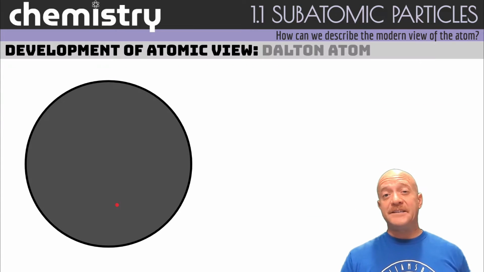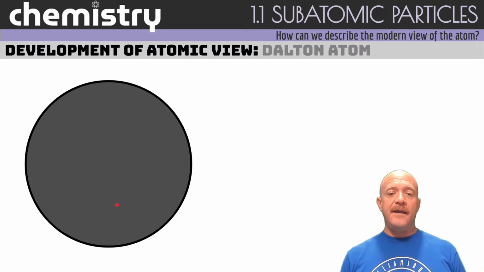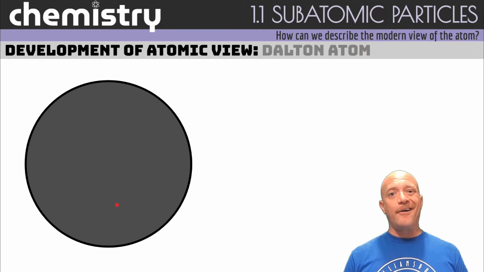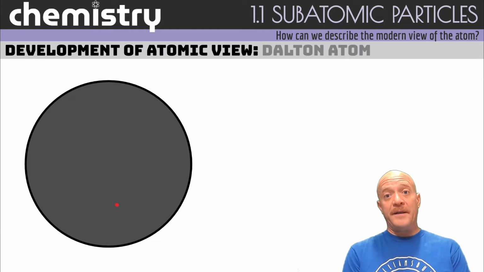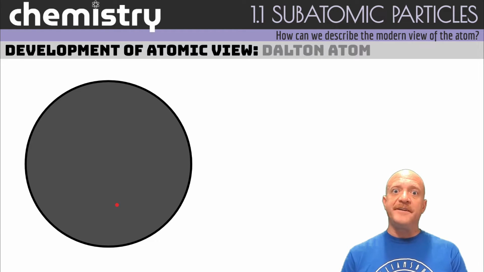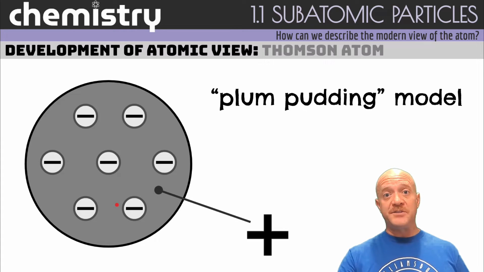So throughout history, there's been many different views on what an atom is. And an atom is simply the smallest unit of an element. Initially, they thought the atom was a hard little sphere, and this is considered the Dalton atom. Basically, a round little sphere that cannot be broken down. Through scientific discoveries, we've discovered that there are more components to an atom.